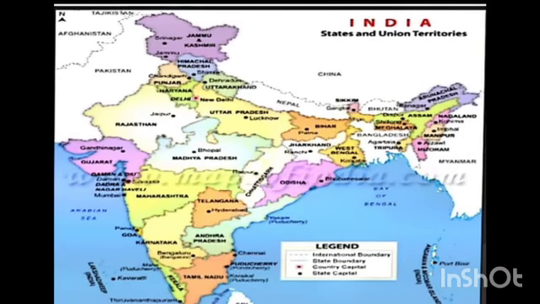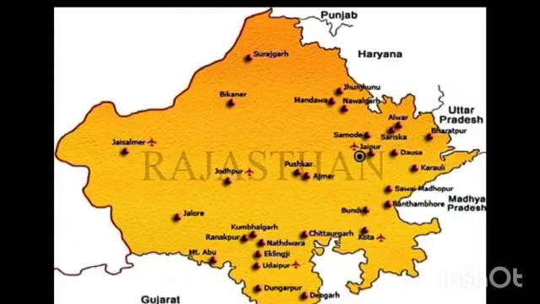In this Indian political map, you can see there is a line which divides Rajasthan into two parts. In the western part, the Thar Desert lies. This is the map of Thar.